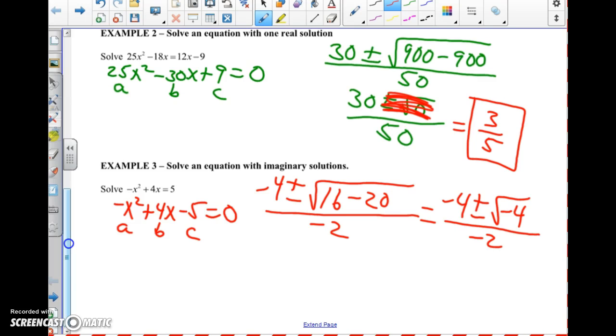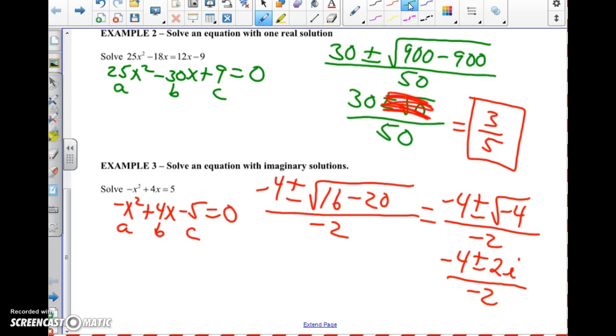2i, right, 2i. Once again, if you guys have been doing that homework, you guys know that. So negative 4 plus or minus 2i over negative 2. Okay, and here we go. Is there a number that will go into negative 4, 2, and negative 2? Now the answer is 2, but better yet, the answer should probably be negative 2. Let's do negative 2, okay?